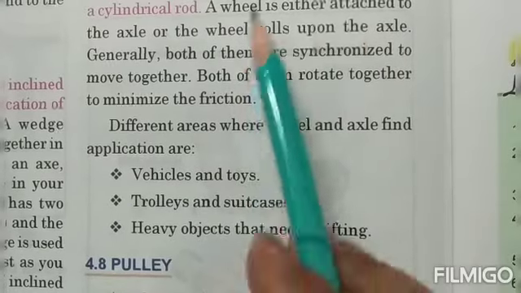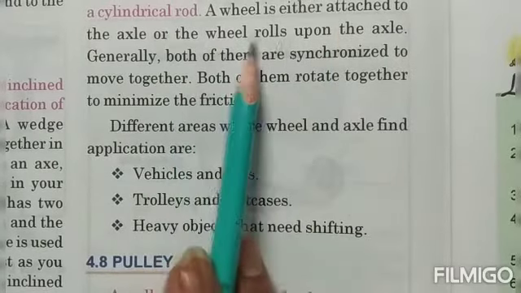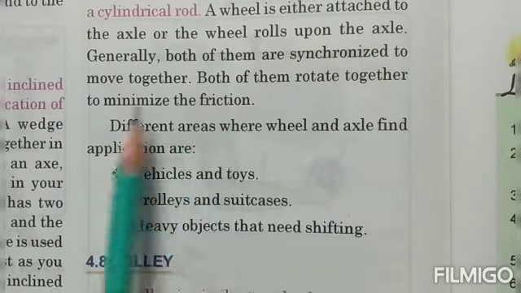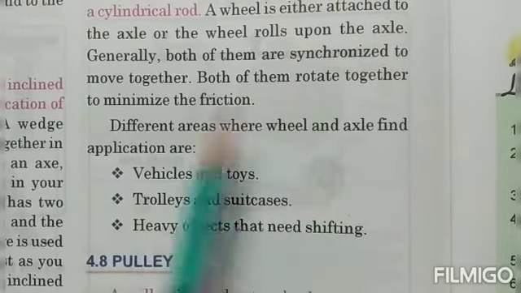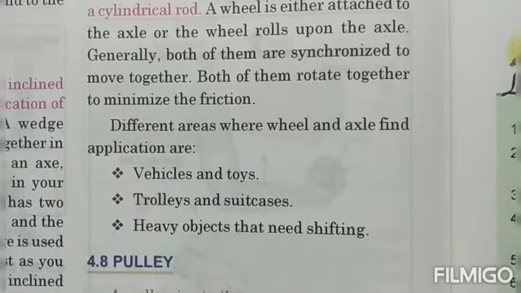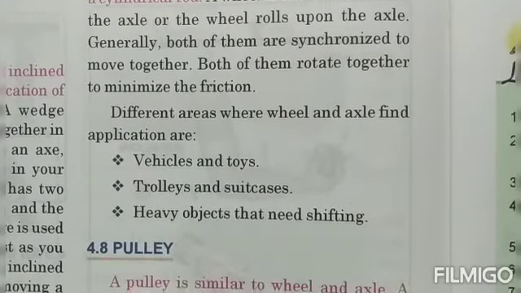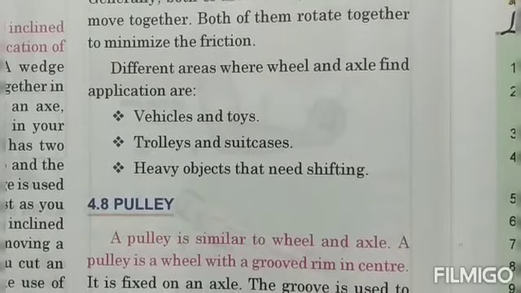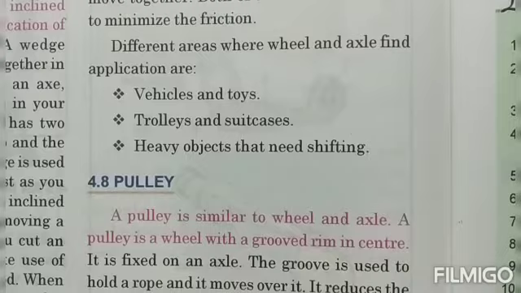A wheel is either attached to the axle or the wheel rolls upon the axle. Generally both of them are synchronized to move together. Both of them rotate together and this minimizes the friction. Now friction is that force, children, that opposes the movement. It does not let the movement happen very easily. That is known as friction.